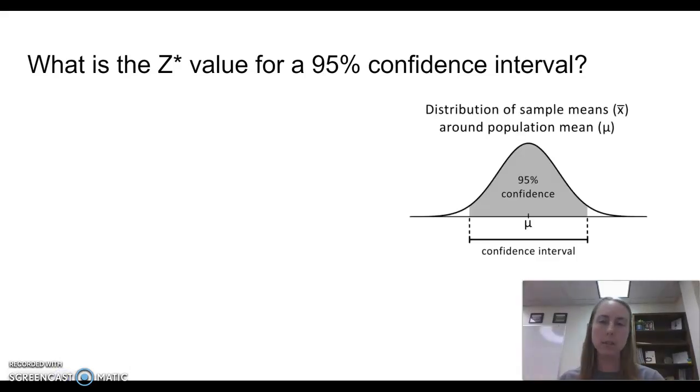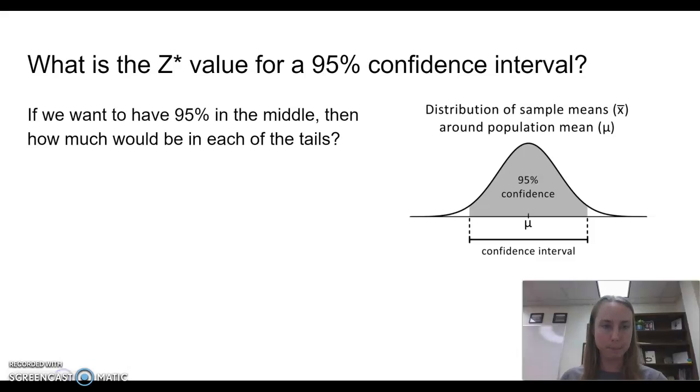A z-star value is the same as a z-value, or a z-score. So we're going to look at a normal curve. 95% confidence means there's 95% in the middle of the curve. So we've labeled 95% of the area under the normal distribution with 95%. And if we want 95% in the middle, our goal is to figure out what is the z-score of each of these dotted lines. What z-scores are located at each of these dotted lines.